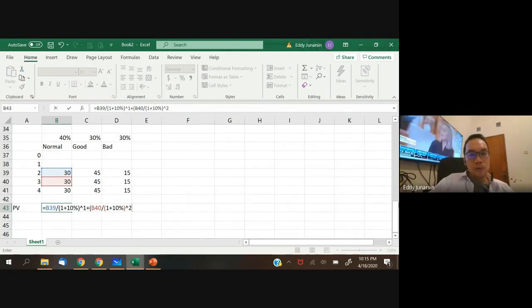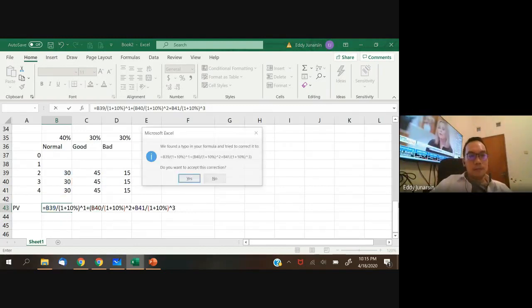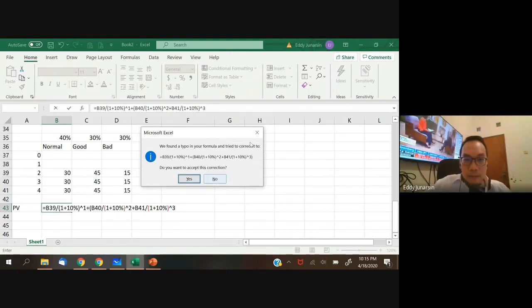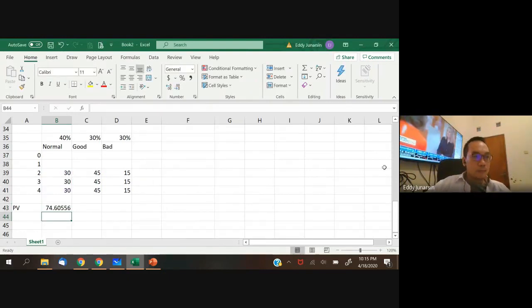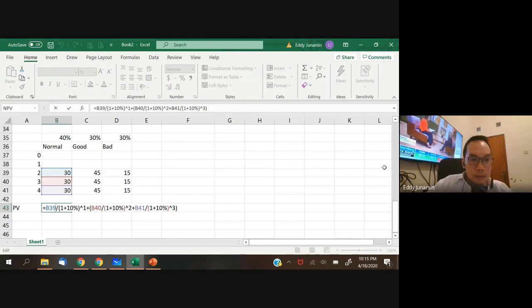to the power of 2, right? From year 3 to year 1, so two steps, right? Plus this cash flow, divided by 1 plus the cost of capital to the power of 3, right? Three steps to arrive at year one. Oh, so it's a mistake. So let me check again. Yeah, should be correct.